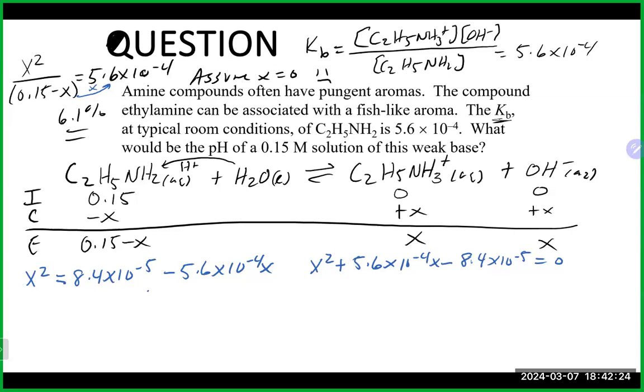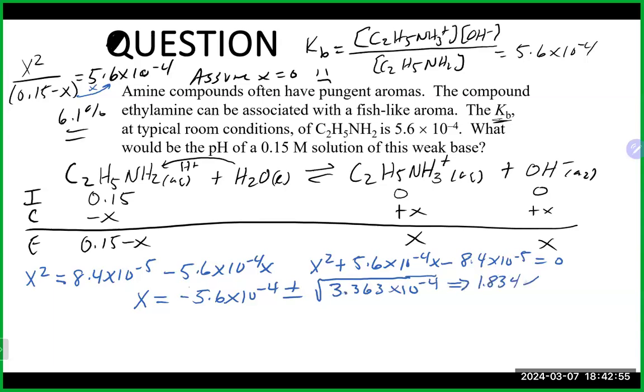And that will give us x is equal to minus b, which in this case is minus 5.6 times 10 to the minus 4, plus or minus, once again, if you do everything inside the square root before you square root it, you should end up with 3.363 times 10 to the minus 4, which upon doing the square root will leave you a 1.834 times 10 to the minus 2. That will all then be divided by 2 times a, which in this case is basically 2 times 1. That's again going to give us our two values here.